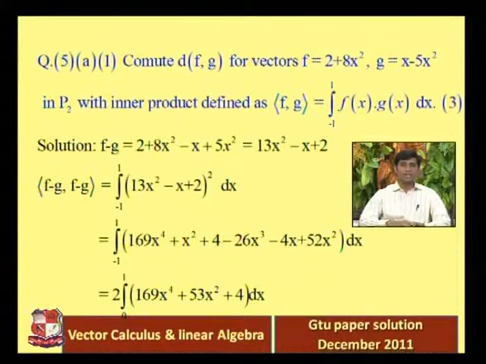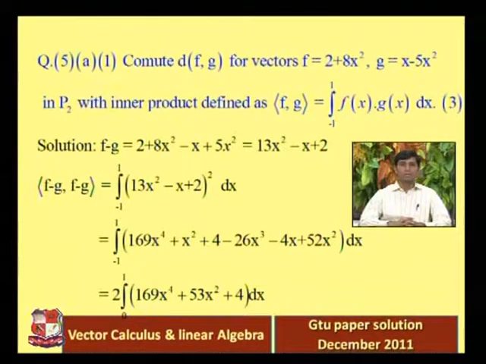Okay, so let's start. f is 2 plus 8x square and g is equal to x minus 5x square. So f minus g is equal to 2 plus 8x square minus x plus 5x square. So 8x square plus 5x square is 13x square, and so we get 13x square minus x plus 2. Okay, so f minus g is equal to 13x square minus x plus 2.